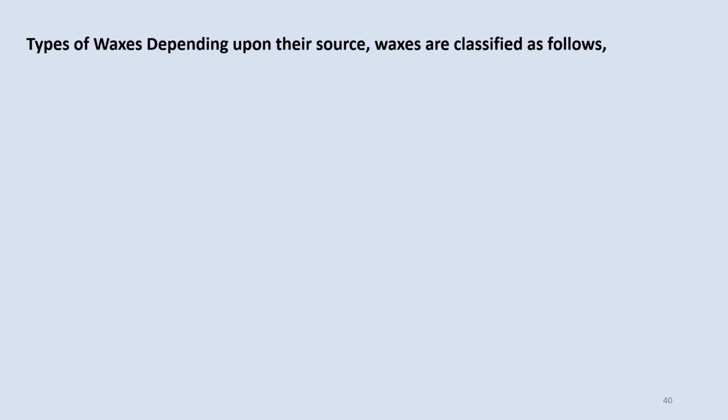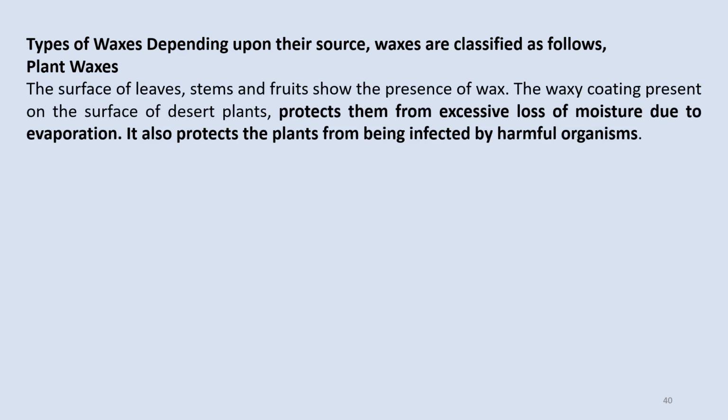Types of waxes depending upon their sources. Waxes are classified as follows. Plant waxes: on the surface of leaves and stems, and in plant fruits, some coatings show the presence of wax. The waxy coating present on the surface of desert plants especially protects them from excess loss of moisture due to evaporation in the hot conditions of desert areas. It also protects the plant from being infected or attacked by harmful organisms.